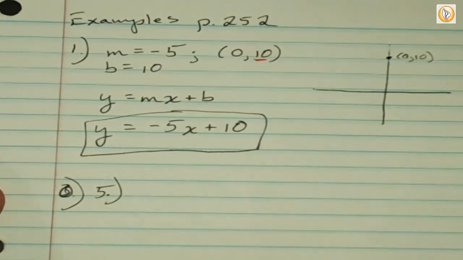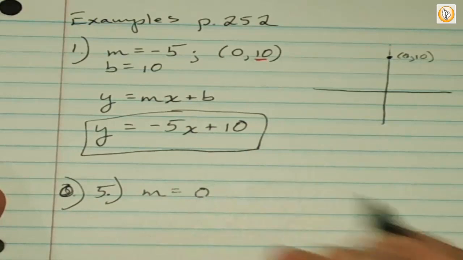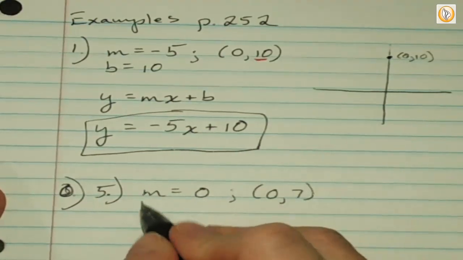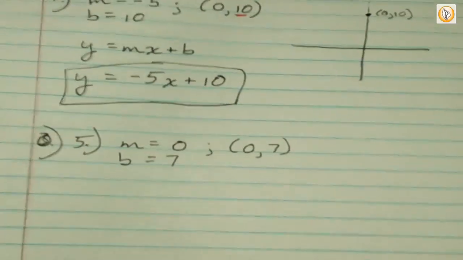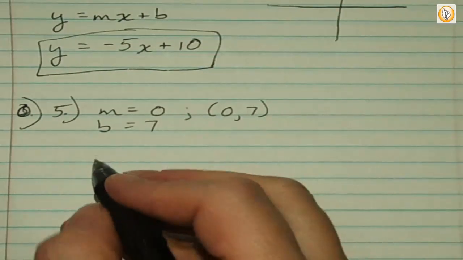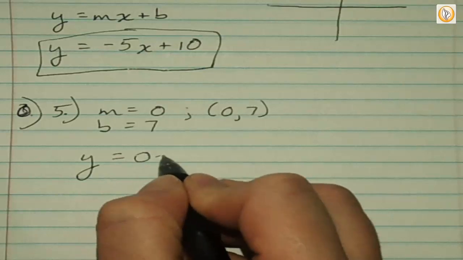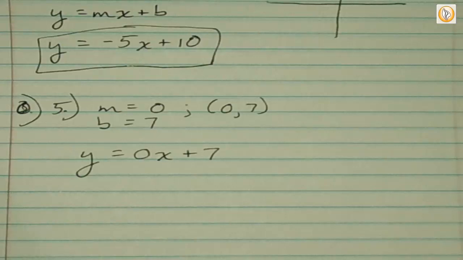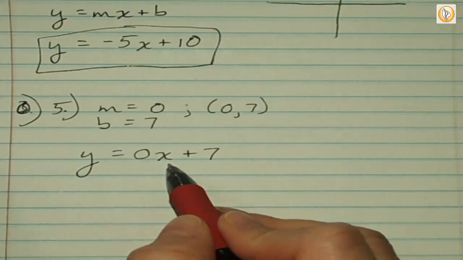Okay, number 5 is weird, so I want y'all to look at that one. The slope is 0, and they give you the y-intercept as 0, 7. So B is what? 7. Okay, now look at this one. This time they give you a slope of 0. So if we were to write this out, it would be y equals 0x plus 7. Correct? Mm-hmm. What is 0 times x? 0.